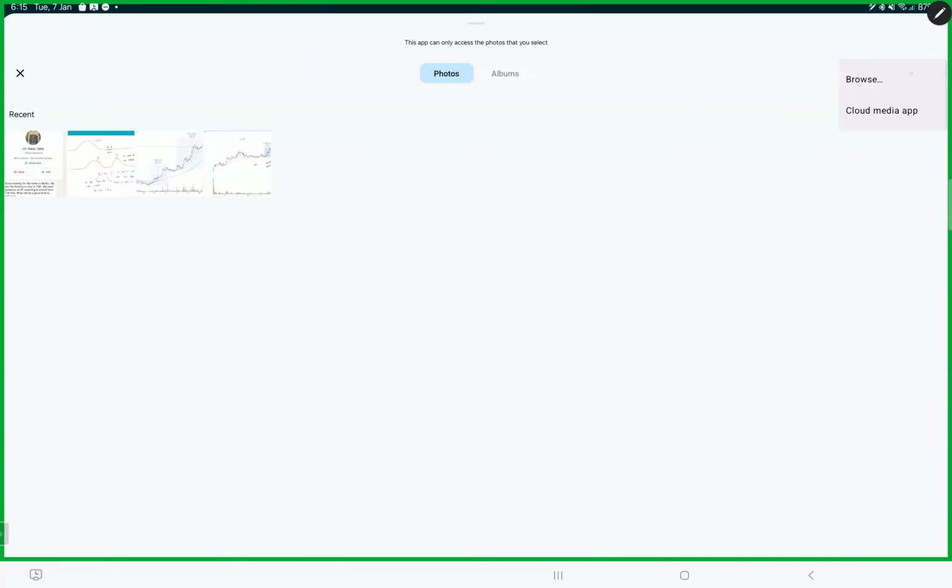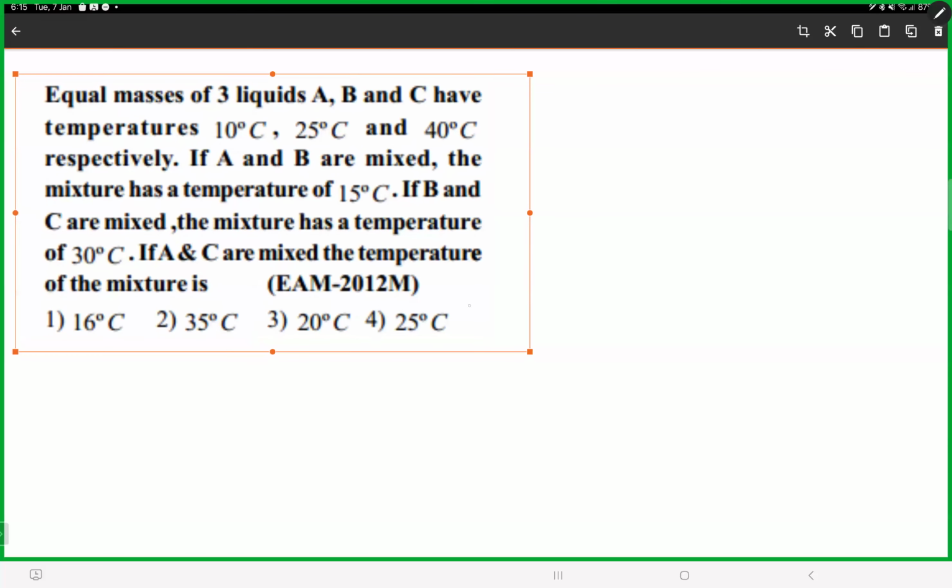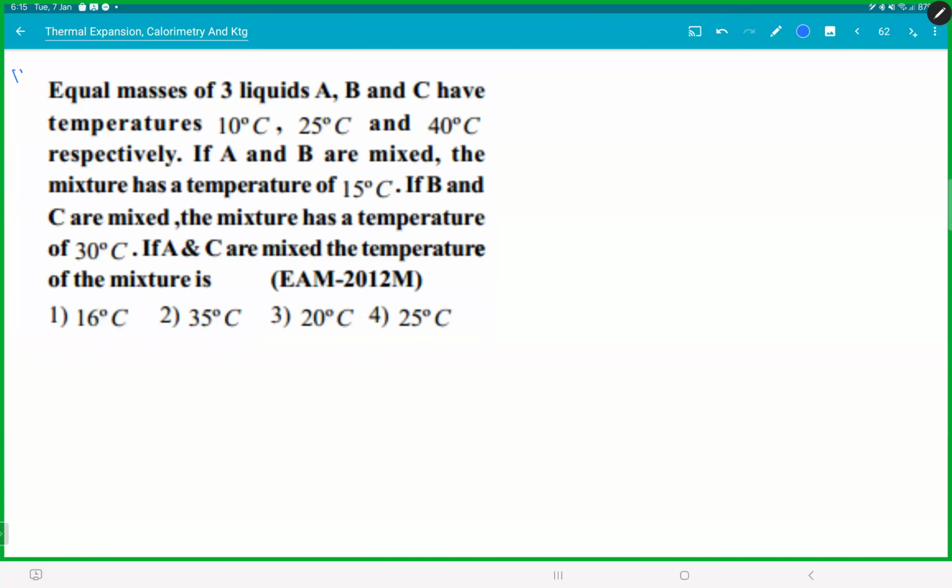Let's see one more. This is a good one, decent question. We have three liquids A, B, C, same mass, specific heats are not given, temperatures 10, 25, 40. When A and B are mixed, temperature is 15; B and C are mixed, temperature is 30. If A and C are mixed, what is the temperature?